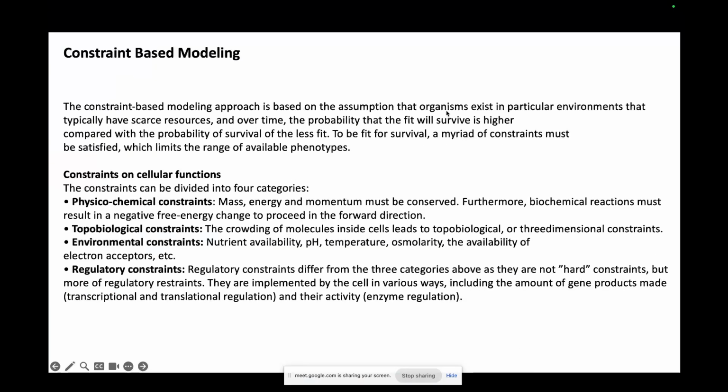Okay, yeah. Now these constraints can be subdivided into specific broader categories. Mainly four I have described here. First is the physicochemical constraints, second is the topobiological constraints, third is environmental, fourth is regulatory. Now physicochemical constraint is basically your basic laws of physics must be obeyed. Mass, energy and momentum must be conserved. So that's the basic laws of Newtonian mechanics, and it should obey all these laws.